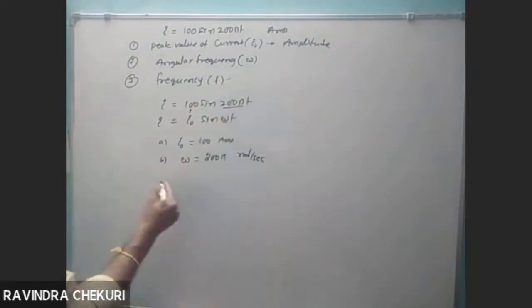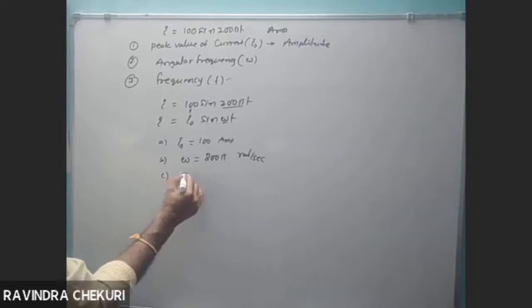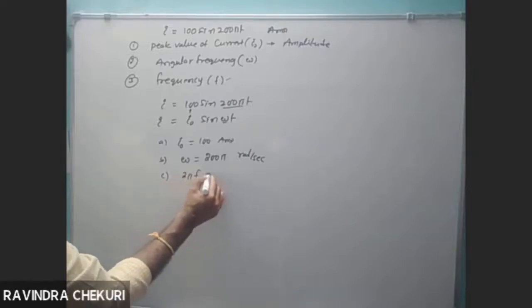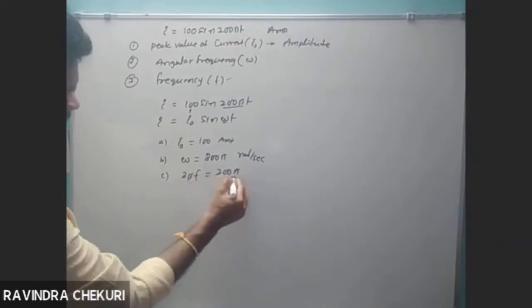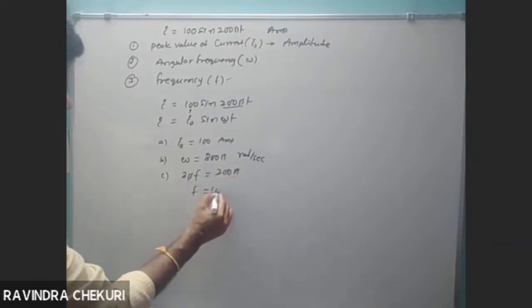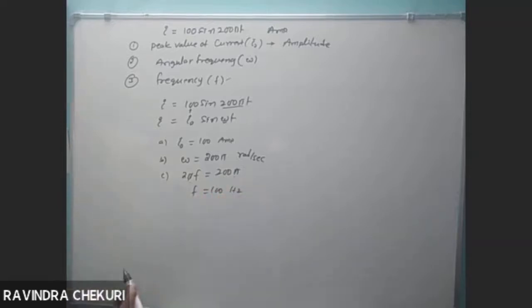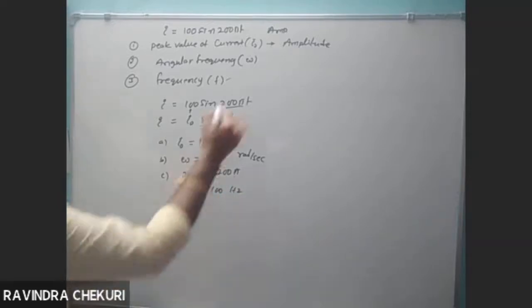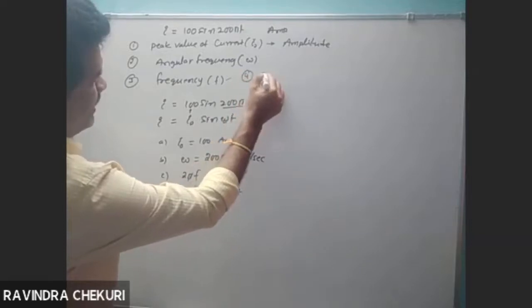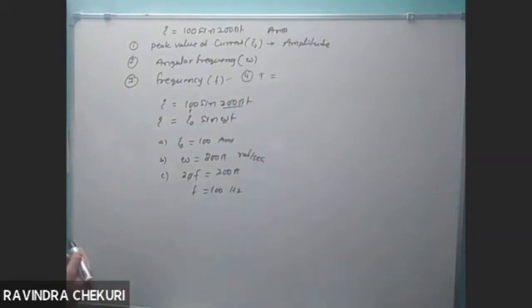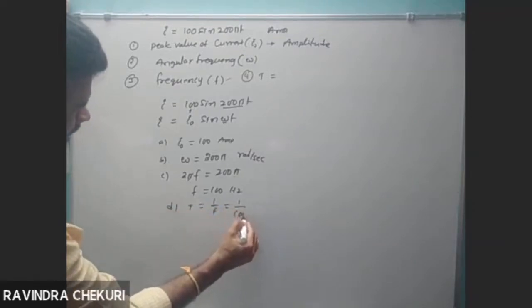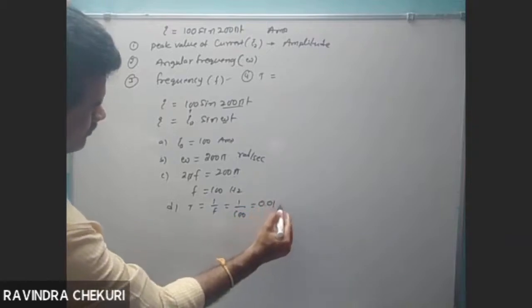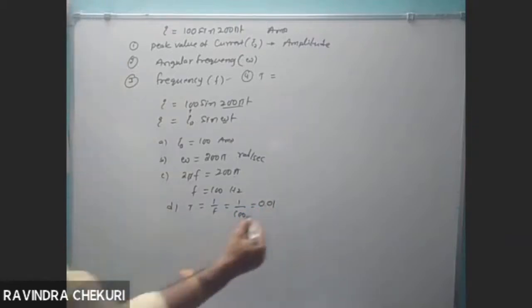Next, frequency. Angular frequency 2 pi f is equal to 200 pi. So pi gets cancelled. f is equal to 100 hertz. Fourth, time period. T is equal to 1 by f, so 1 by 100, that is 0.01 seconds.